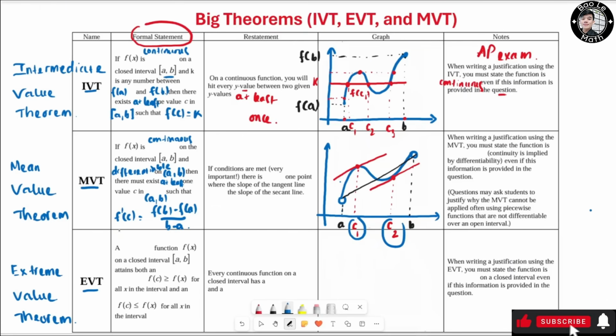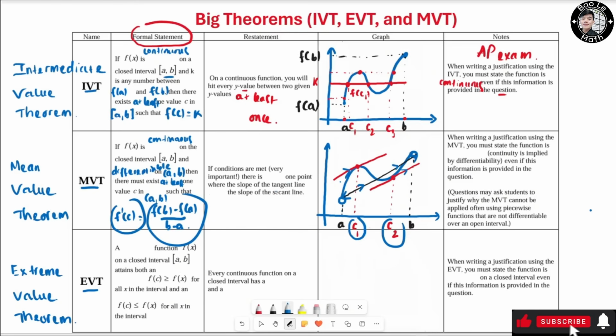Such that f prime of c equals f of b minus f of a over b minus a. Remember, the line right here is the secant line, right? So this one is the average rate of change of the function f(x) right here. And f prime of c is actually the slope of the tangent line of the function right here. So if f prime of c equals this one, then these two lines right here are parallel. Similarly, this guy and this guy are parallel, right? So you have two values of c right here.